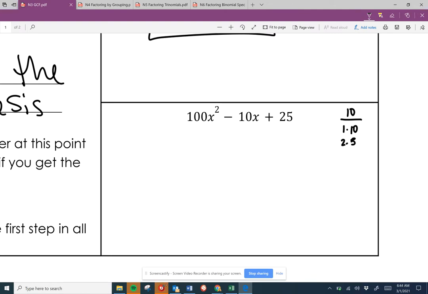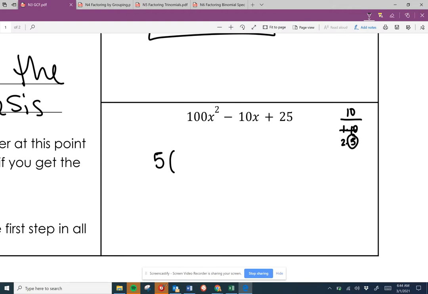Can all of these numbers divide by 10? Well, 100 can and 10 can, but 25 cannot. So we're not going to look at that one. Now let's look at 5, okay? 100 can divide by 5, 10 can divide by 5, and 25 can. So we're going to use that one. All right, so we're going to put our 5 on the outside of our parentheses.